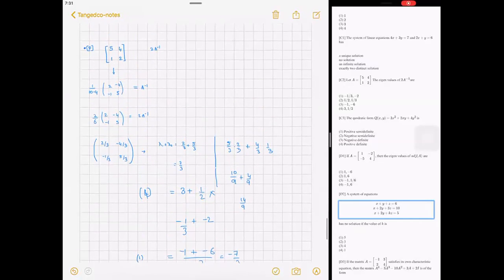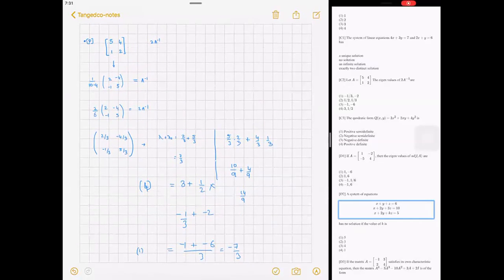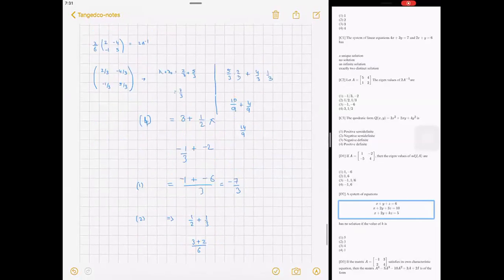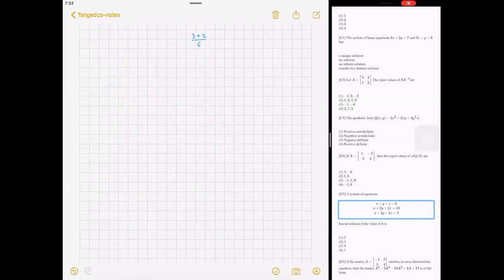So there is another approach. What we can do is find the eigenvalues of this matrix 5, 4, 1 and 2. Say, for example, if lambda 1 and lambda 2 are the eigenvalues of matrix A, then the eigenvalues of A inverse are 1 by lambda 1 and 1 by lambda 2. Then 2 into A inverse will give me 2 by lambda 1, 2 by lambda 2. So this will be your answer.